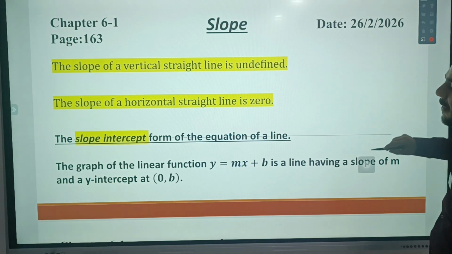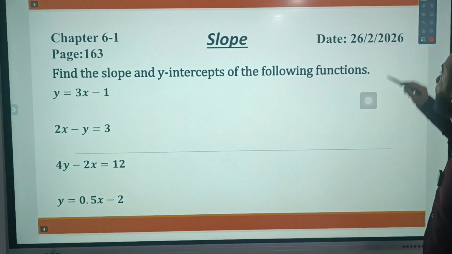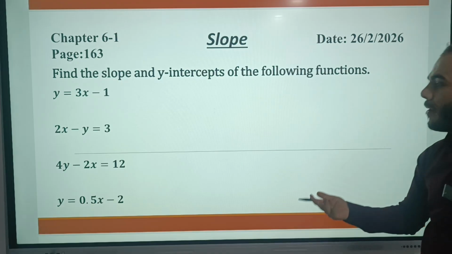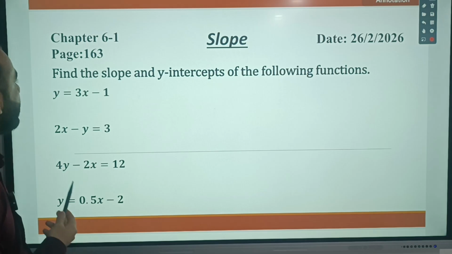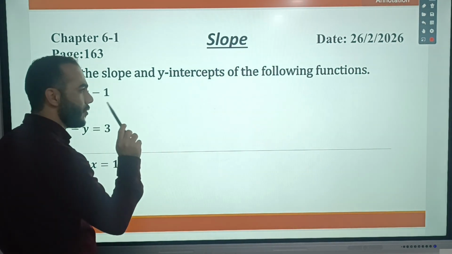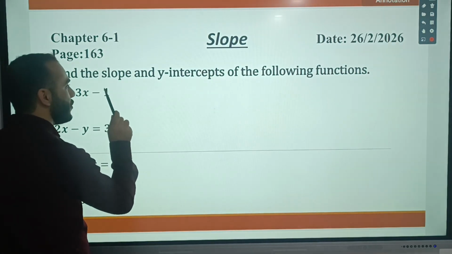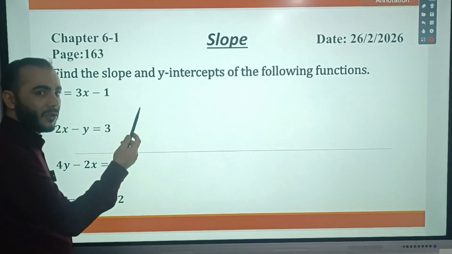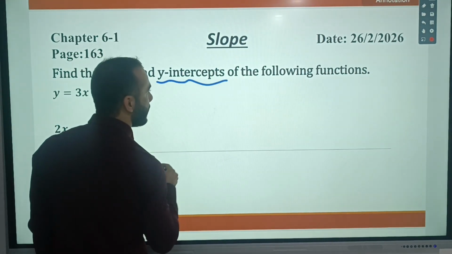So let's see, what else do we have over here? Perfect. That is the first type of question that you might deal with in the exam. Find the slope and y-intercept. Look, understanding the title of the question is very, very important here. So I want you to take care of the title of the question. First of all, we need to find the slope and the y-intercept as well.